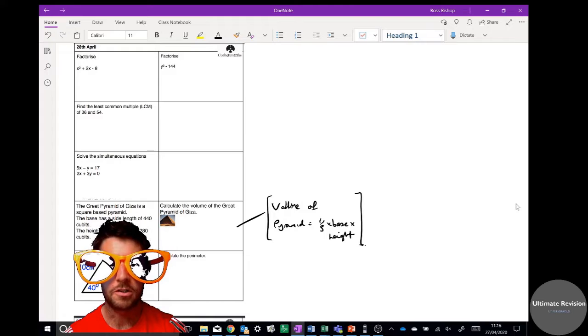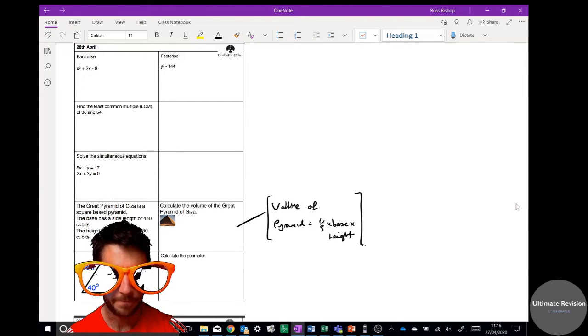It will be on Dr Frost at a specific time. You'll have to log on and it will be timed, and you'll have to submit your workings at the end of the session as quick as you can onto OneNote. So you know how to upload work onto OneNote now, which is great.